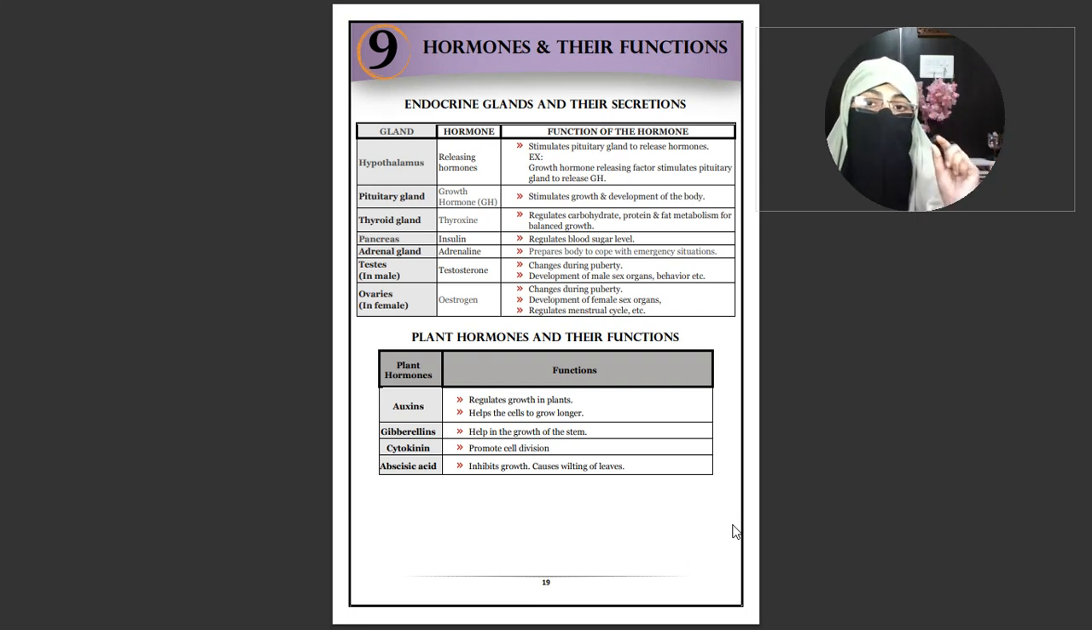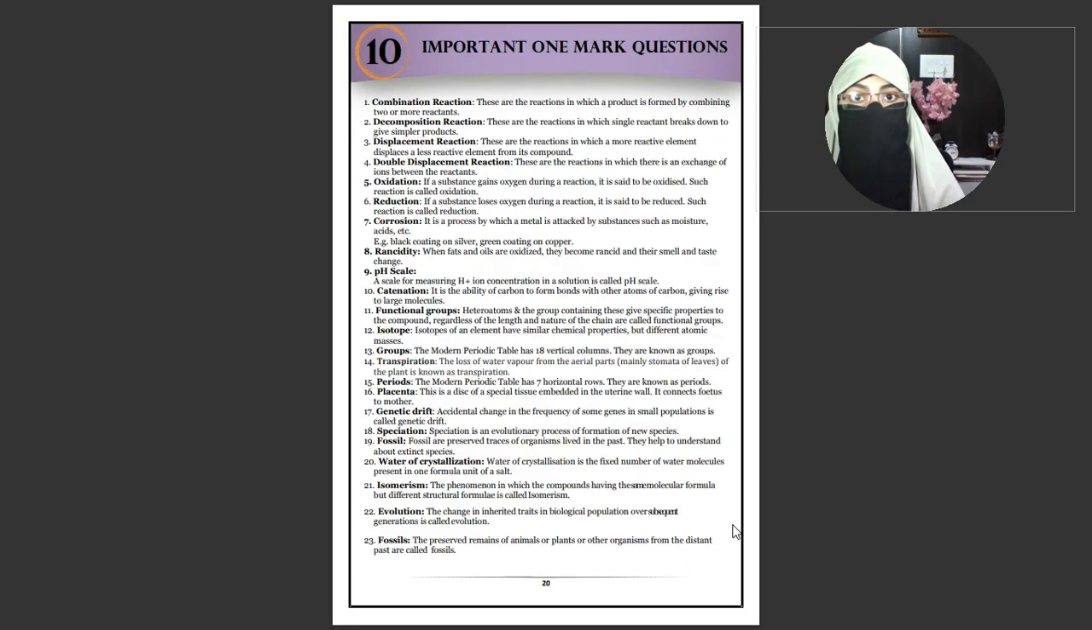Abscisic acid, from A comes aging of a plant. So you can remember it in that way, that it helps in the aging of a plant. Now coming on to the important one markers. So these are the important one markers which you need to remember.